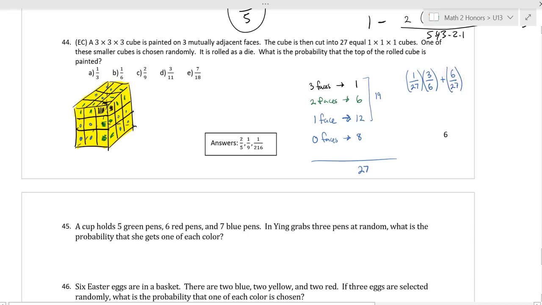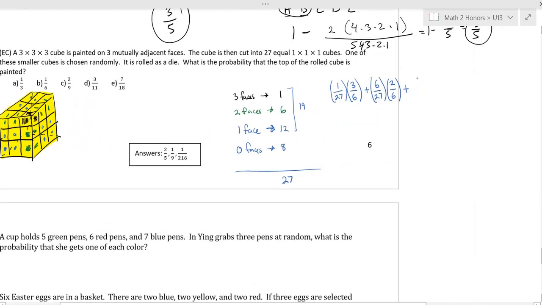And if I pick one of those, well, what's the probability that I roll a painted side? Well, there's 2 faces on each of those that are painted out of the 6. Or I can pick a cube that has only 1 face painted, and there's 12 out of 27 of those, and of each of those only 1 face is painted out of the 6. Or I may pick a cube that has no faces painted, and there's 8 out of 27 of those, and well, what's the probability that I roll a painted side? Well, none out of 6. So this piece right here is just 0.